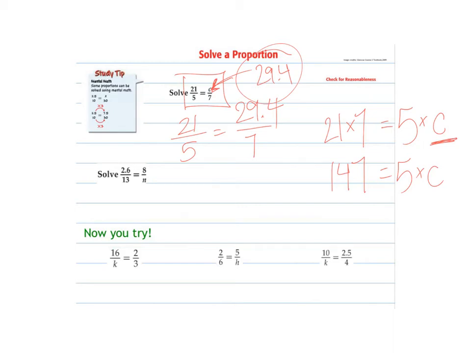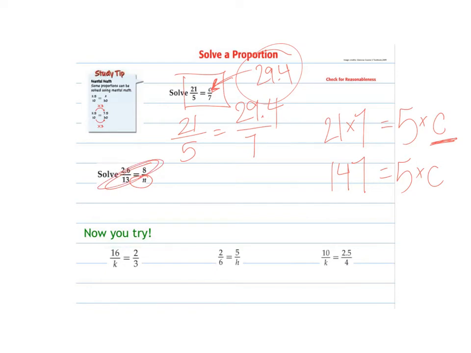Okay, so if you look at the next one, it says 2.6 over 13 is equal to 8 over n. So we are solving for n. We're always solving for the letter, okay, because we don't know what that's equal to. So I'm going to look at my cross product. There's two numbers right there, so I'm going to multiply them right out. So I have 13 times 8, and I get 104.